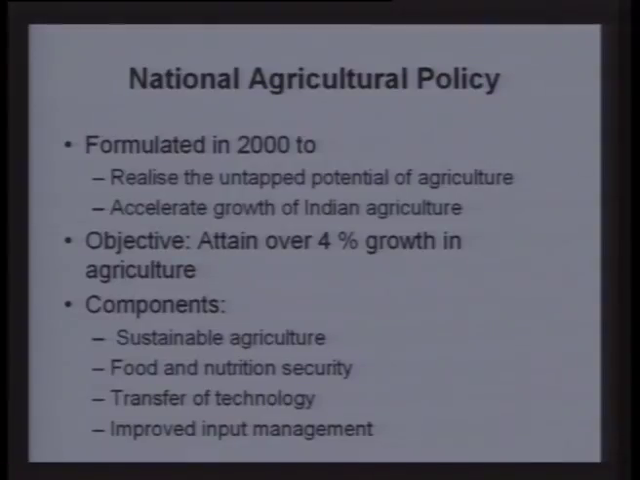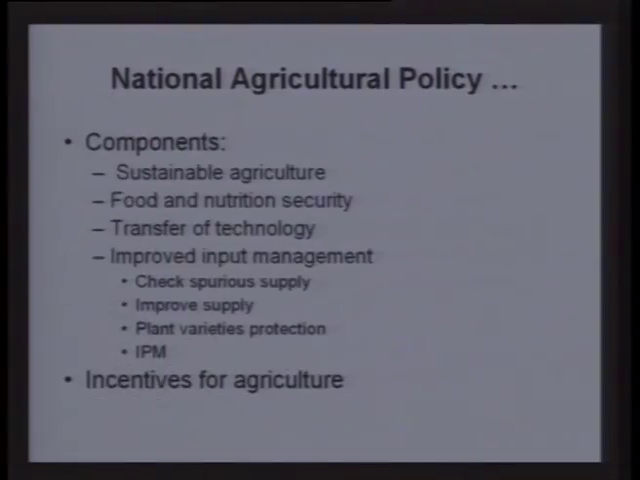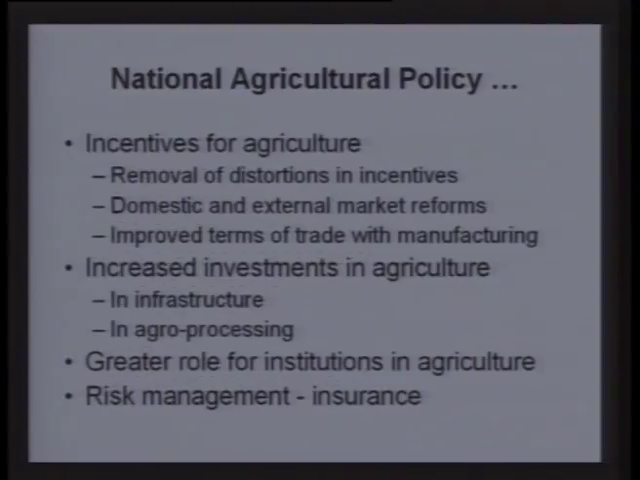The National Agriculture Policy was formulated in 2000. The broad objectives are to realize the untapped potential of agriculture and accelerate the growth of Indian agriculture. The major objective is a 4% growth rate in the agriculture sector. In this policy, there are 10 important components. The first component is on sustainable agriculture. The second component is on food and nutrition security. The third component was the transfer of technology. The fourth component was on improvement of rural input management. The next component was the incentive for the agriculture sector.